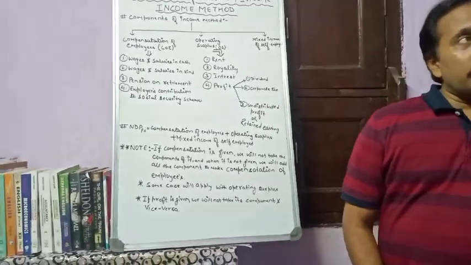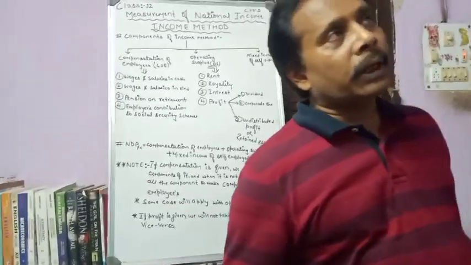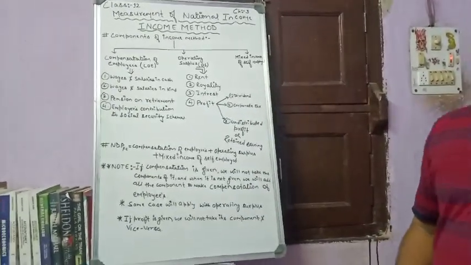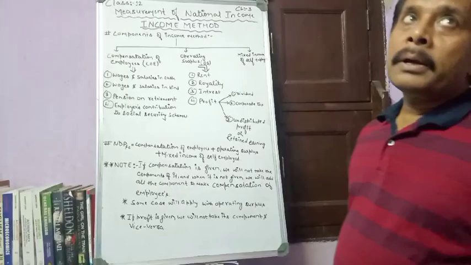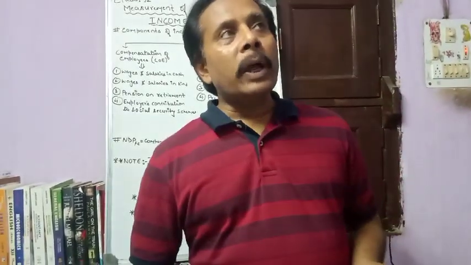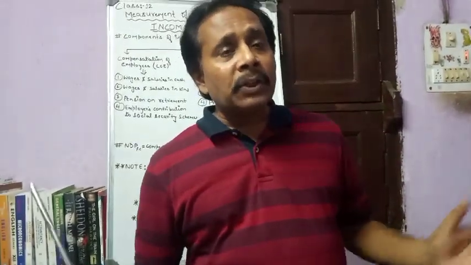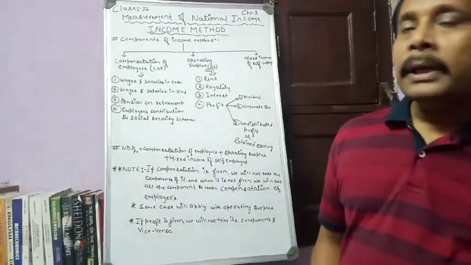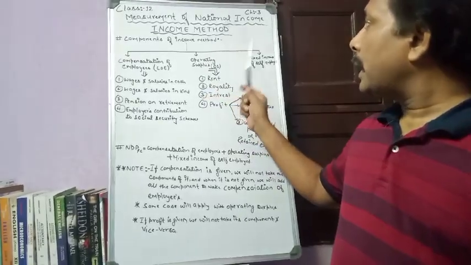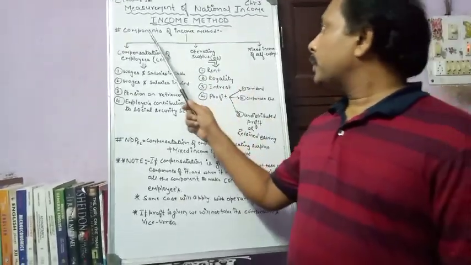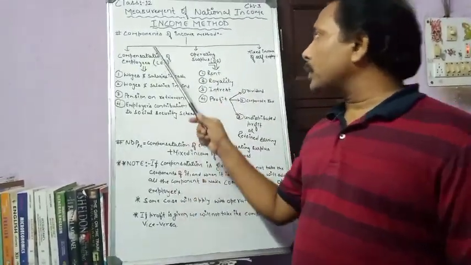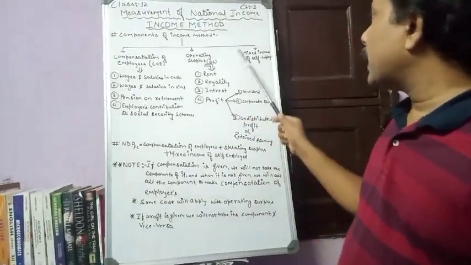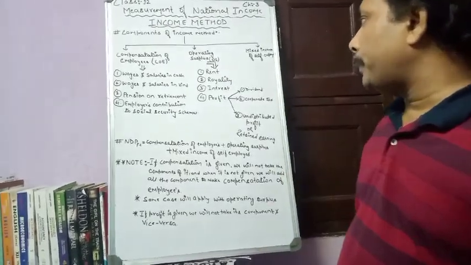The income method refers to a situation in which all the producers receive income after providing their productive services. So the addition of all the income which is received by the residents is a part of national income. It has three main components. First, compensation of employees. Second, operating surplus. And third, mixed income of self-employed.